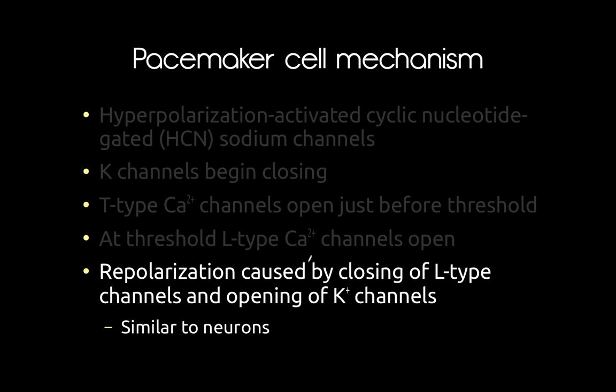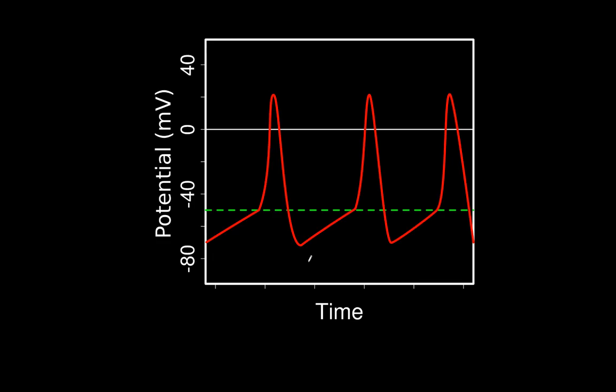We have closing of the channels that were causing the depolarization in the first place, so the calcium channels close. We have opening of the potassium channels that allow potassium to rush out of the cell and repolarize the cell. And this is similar to neurons. So at that point, that's pretty similar. So this is kind of what you would expect to see over time with this rhythmic depolarization. As you see in the beginning, we have this kind of steady depolarization that's happening. And here at the beginning, this is initially happening because of funny channels.